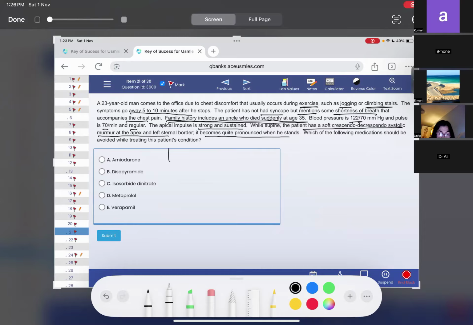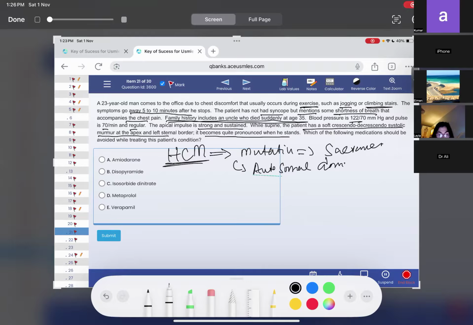Hypertrophic cardiomyopathy. Yeah. Excellent. Hypertrophic cardiomyopathy is a condition in which a mutation takes place in a sarcomere, and it is autosomal dominant, meaning a single mutation in a gene can cause it. So what happens in hypertrophic cardiomyopathy?